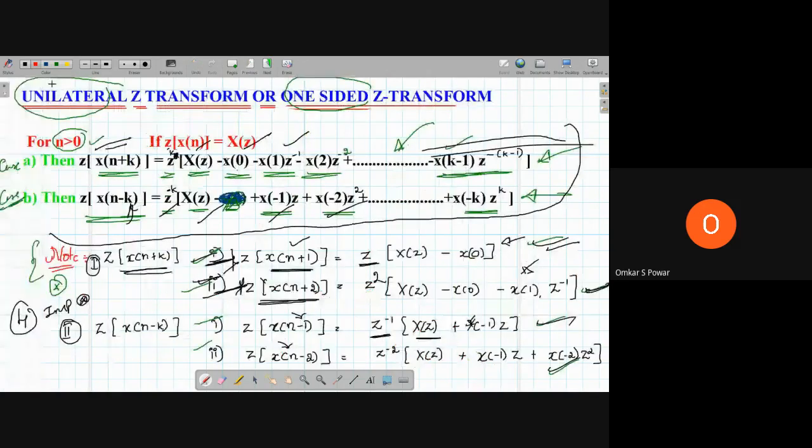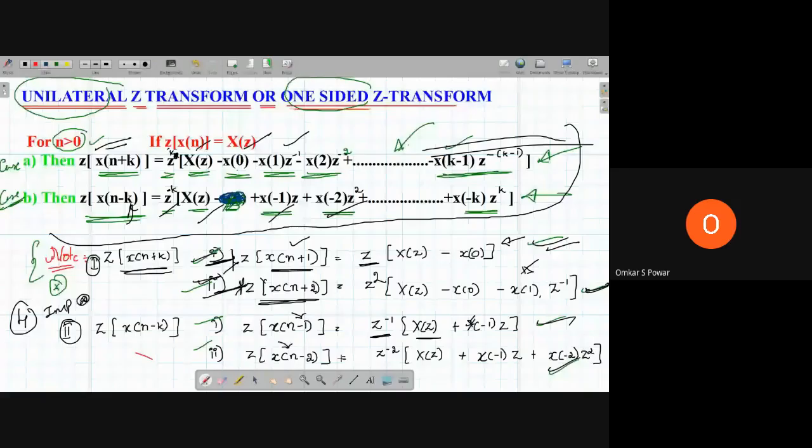So the first thing we have to keep in mind is the formulas. Z transform of x of n plus 1, z transform of x of n plus 2, z transform of x of n minus 1 and z transform of x of n minus 2. For this particular problem which I have solved now, we have to keep in mind: z transform of x of n minus 1 is equal to z to the power of minus 1 into X of z plus x of minus 1 into z, and z transform of x of n minus 2 is equal to z to the power of minus 2 into X of z plus x of minus 1 into z plus x of minus 2 into z square. So if you keep these two formulas in mind, you can solve this first problem.